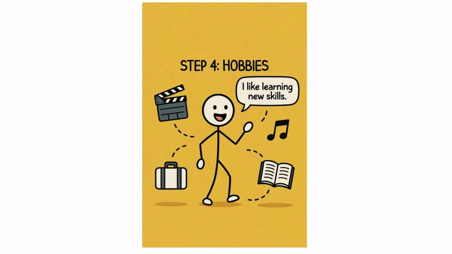Step 4. Now let's make it interesting. What do you like to do in your free time? Examples. I like watching movies. I enjoy music and traveling. I like learning new skills. Upgrade. Recently, I've been really into learning English with AI English Hub.